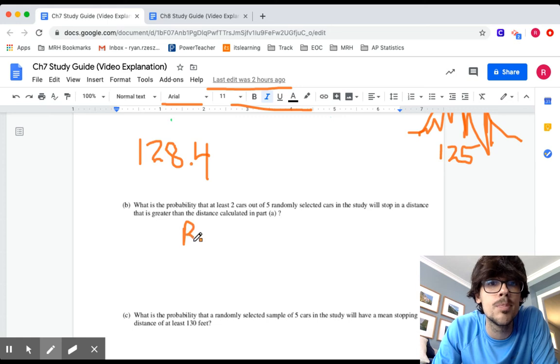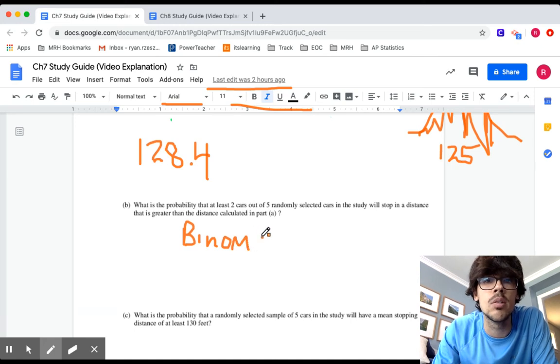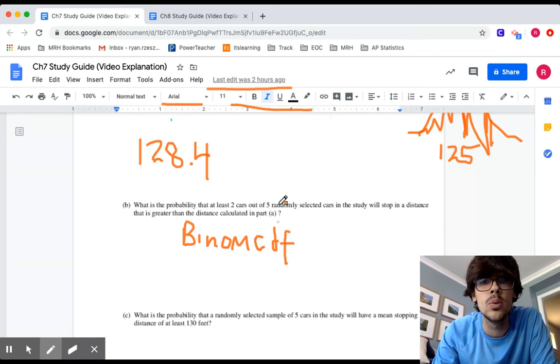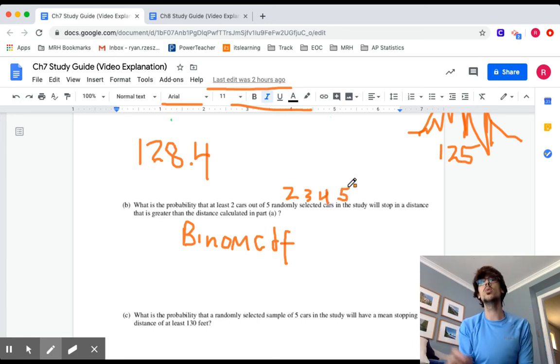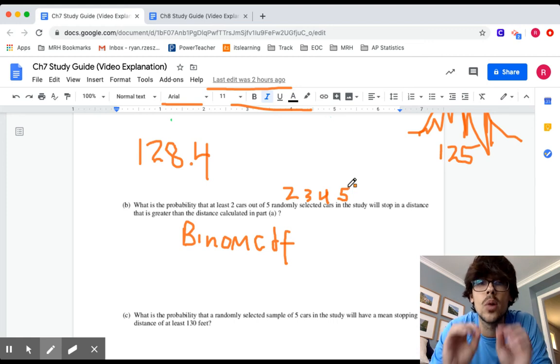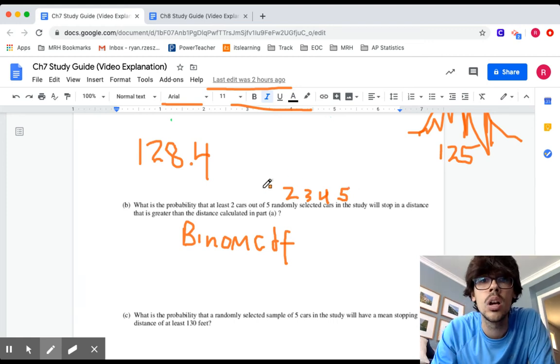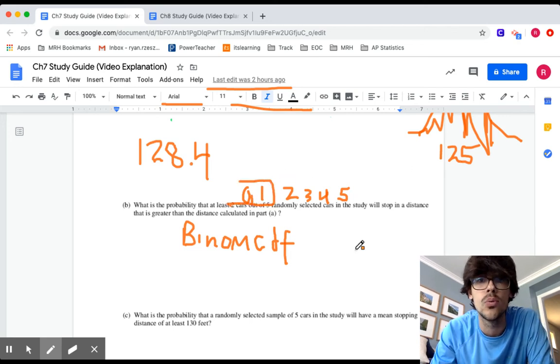So this is binomial. I would do a binom on this problem, and you would want to write out in more detail when you do this yourself. They want at least 2. Well, if they want at least 2, that means they want 2, 3, 4, or 5. I could find those ones individually with a binom PDF. PDF is when it's just one exact one that you're looking for. Or I could subtract out the ones I don't want, which are 0 and 1. Those are the ones I want to get rid of because 2 through 5 are what I want.